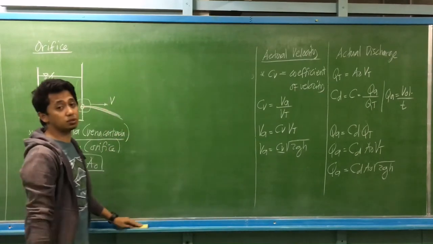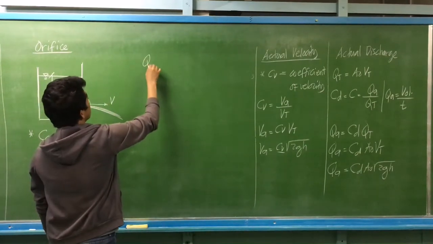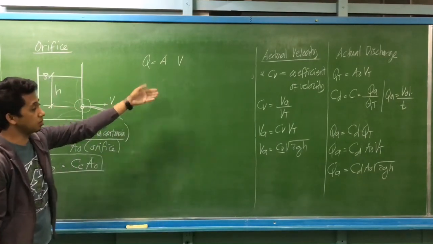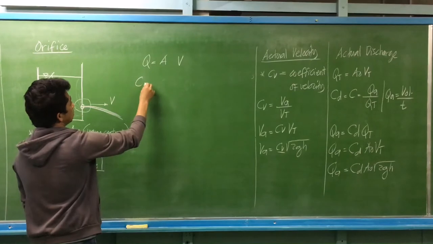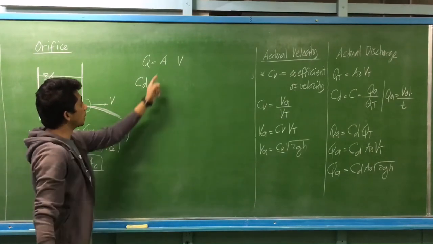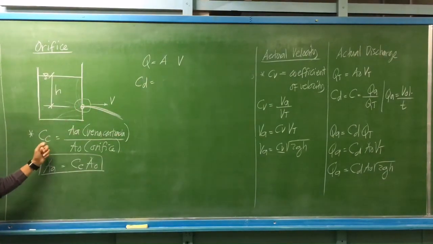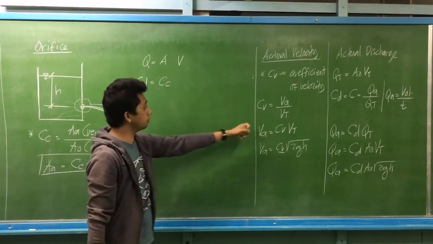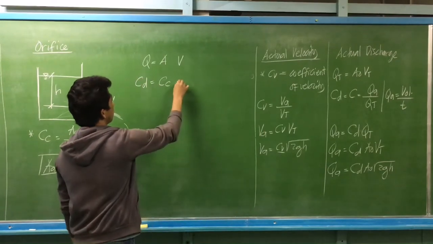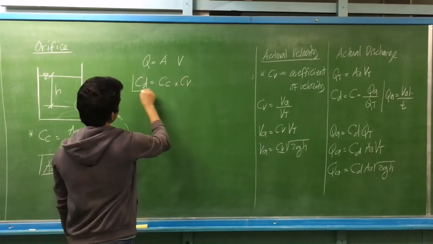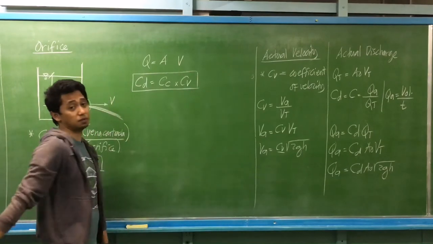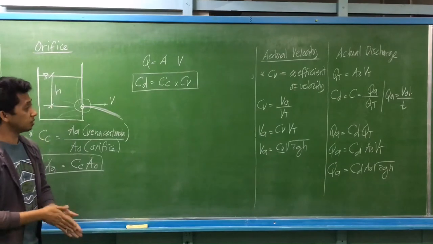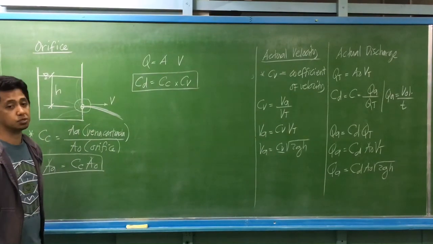Let's go back to the concept of discharge. Discharge is equal to area times velocity. For discharge, the coefficient is the coefficient of discharge. For area, we have the coefficient of contraction. For velocity, we have the coefficient of velocity, which is multiplied by C sub V. So this is the equation of the coefficients: the coefficient of discharge is equal to the product of the coefficient of contraction and the coefficient of velocity.